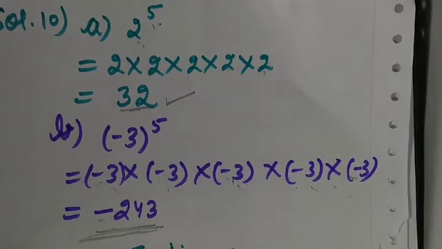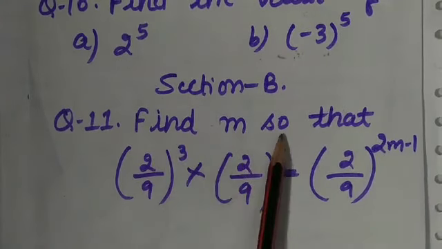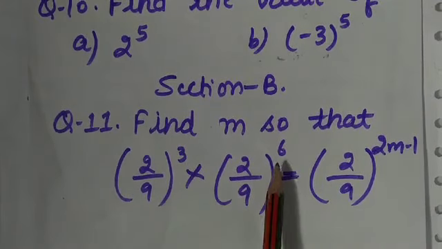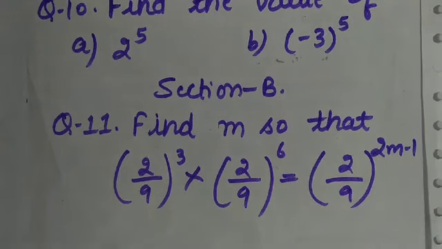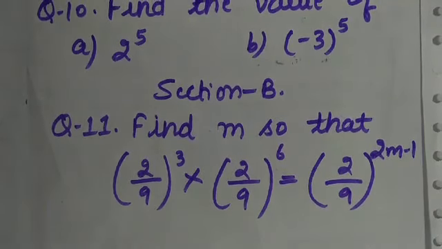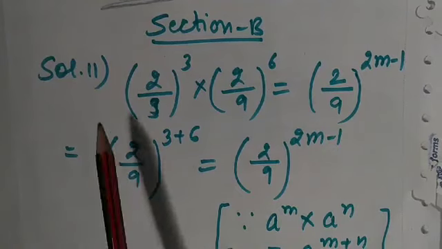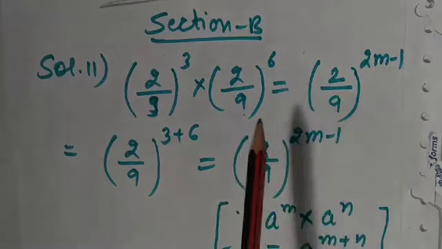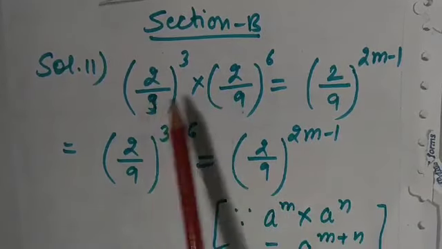Now come to question number 11. Question number 11 is: find m so that 2 by 9 raised to the power 3 into 2 by 9 raised to the power 6 is equal to 2 by 9 raised to the power 2m minus 1. In this equation we have to find the value of m. So let us discuss the solution. We have this given equation. Now we have same bases. I am taking the left hand side.